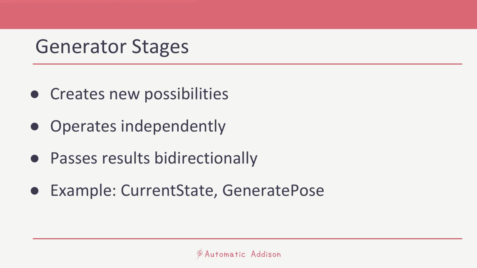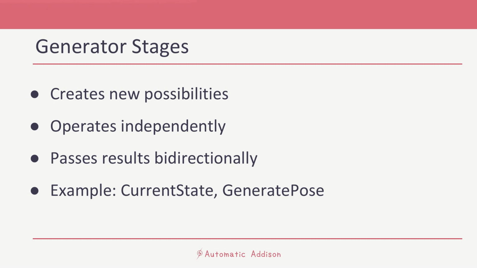Current state is the most important generator stage. This is like taking a snapshot of where the robot is right now. It captures the robot's current position, the state of its joints, and any objects it might be holding or interacting with. Current state generates the starting point for planning what the robot will do next.